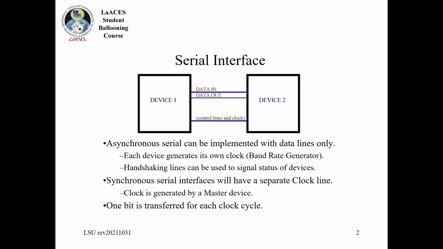But alternatively, some versions are called a synchronous serial interface, and those are going to be the ones that have a separate clock line. One of the devices, usually referred to as the master device, is going to be generating a clock signal similar to the clock pulse signal that we talked about on Tuesday. And what you do is transfer a single bit on each one of those clock cycles.